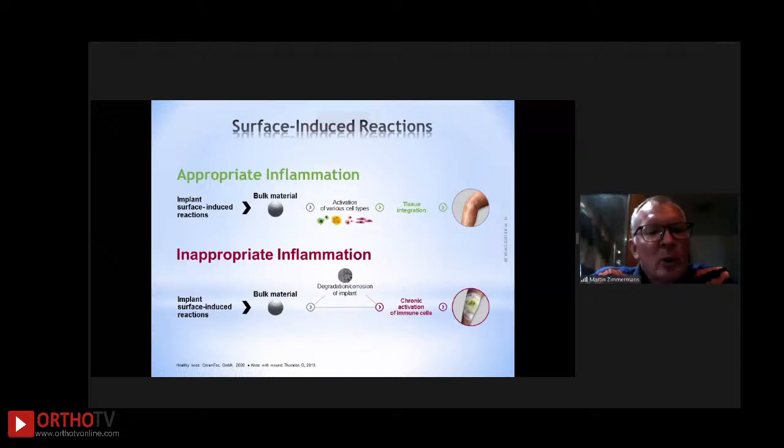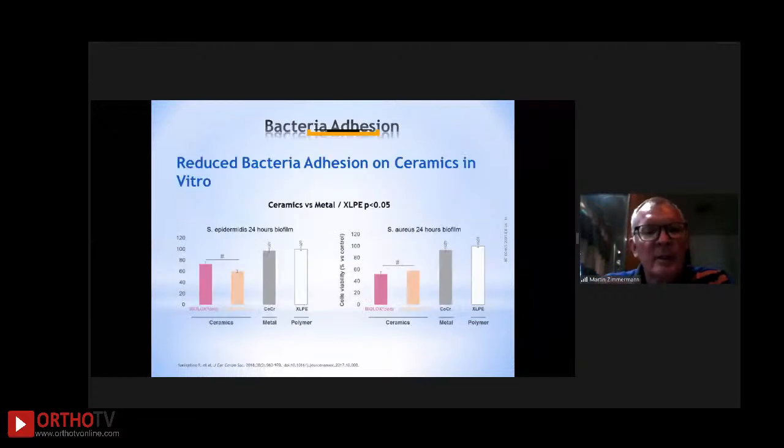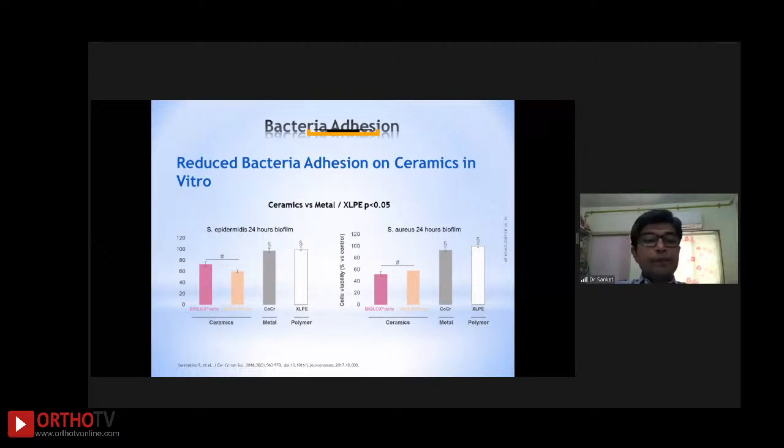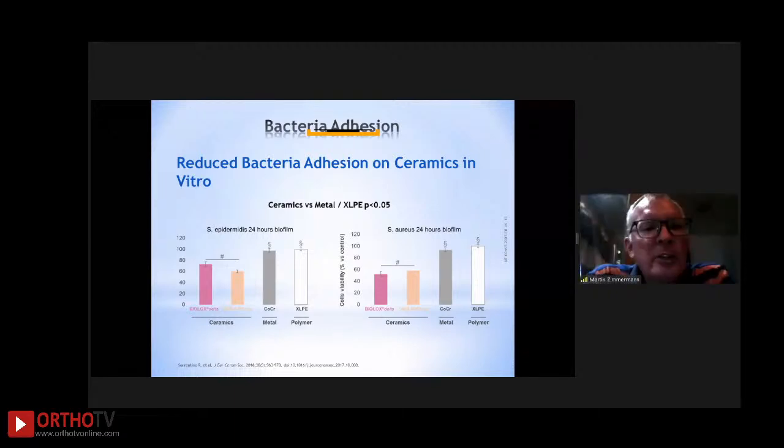Let me go now on the bulk material on the surface. Again, what you want to have is what you call appropriate inflammation and not the so-called inappropriate inflammation, meaning chronic activation of immune cells. For that, we have now the reduced bacterial adhesion.